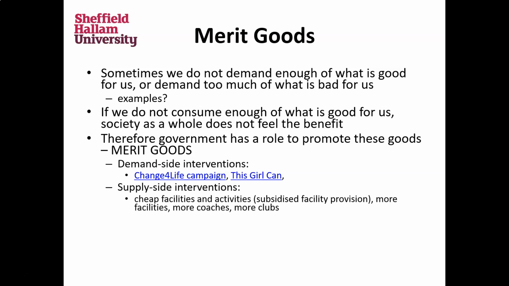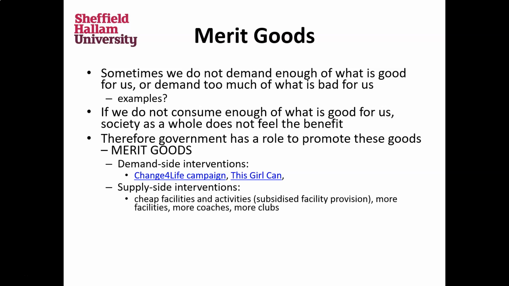So the government has a role in demand side interventions, and these are interventions which are developed to try to increase demand. And we've got the Change for Life campaign and This Girl Can, and these are campaigns to try to raise awareness and to increase demand for healthier, more active lifestyles. And governments can also intervene on the supply side.